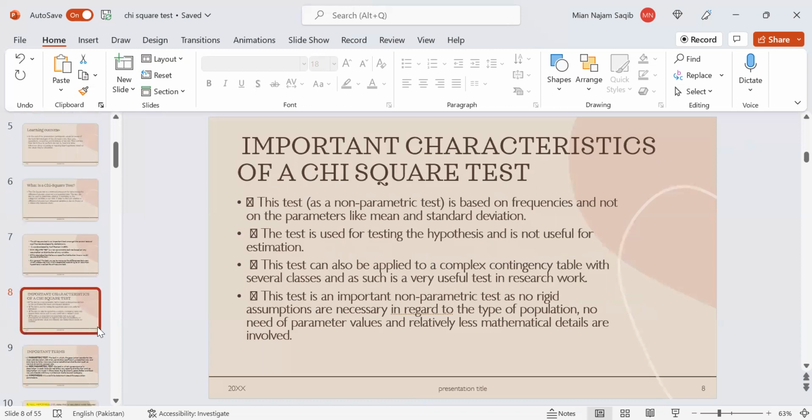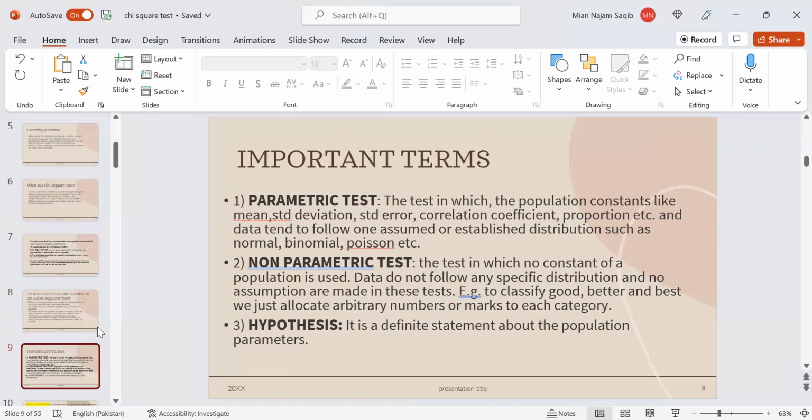Important characteristics of the test are that, firstly, it's a non-parametric test and it's based on frequencies and not on parameters like mean and standard deviation. It's used for testing hypotheses and is not useful for estimation. This test can also be applied to a complex contingency table with several classes and as such is very useful in research work. The test is an important non-parametric test as no rigid assumptions are necessary in regard to the type of population. No need of parameter values and relatively less mathematical details are required.